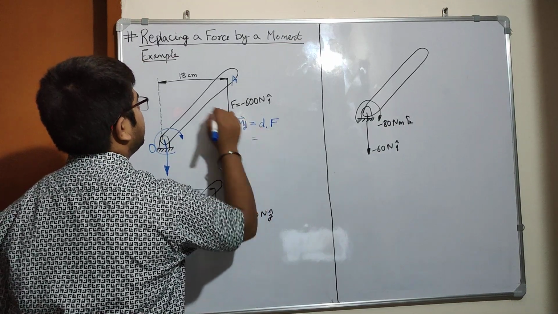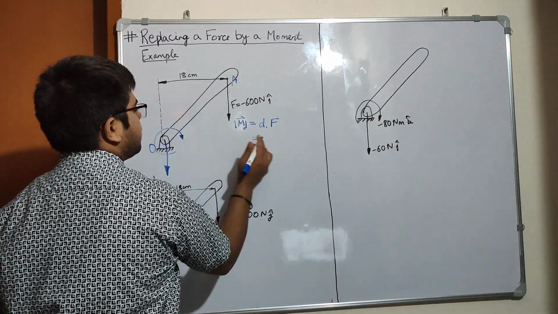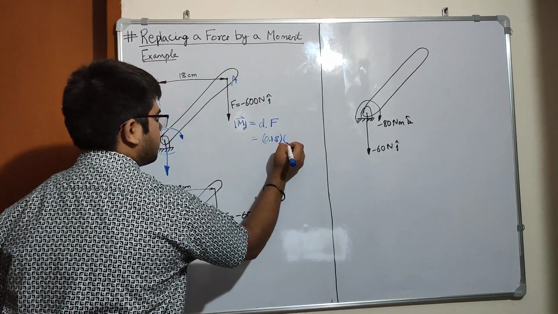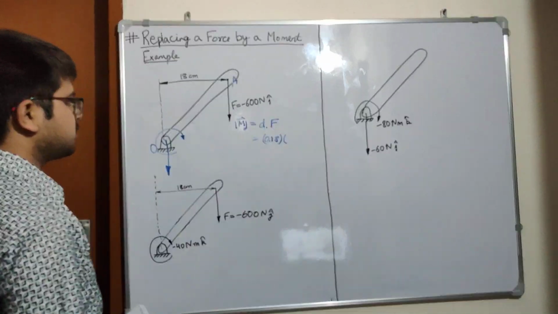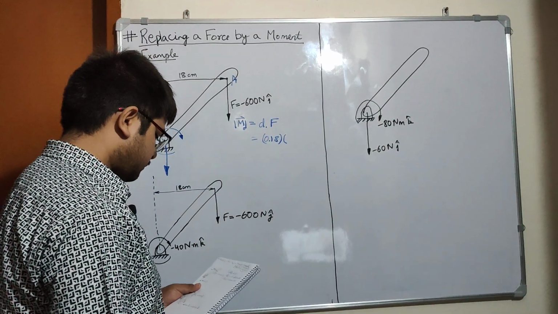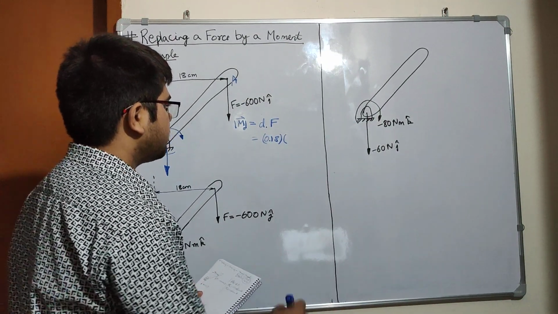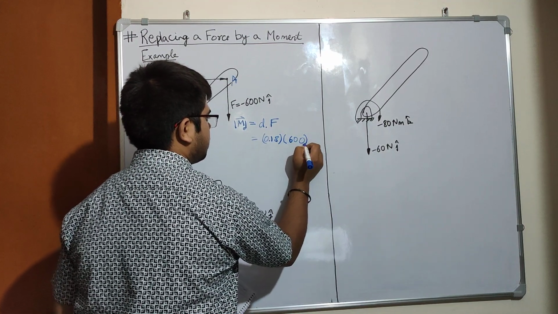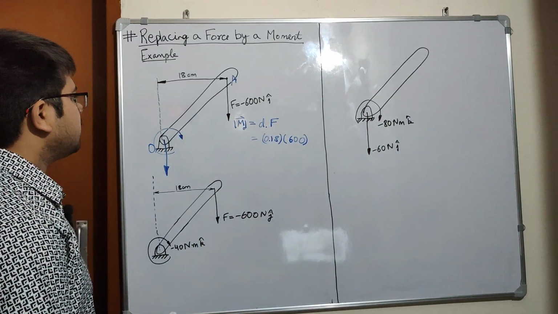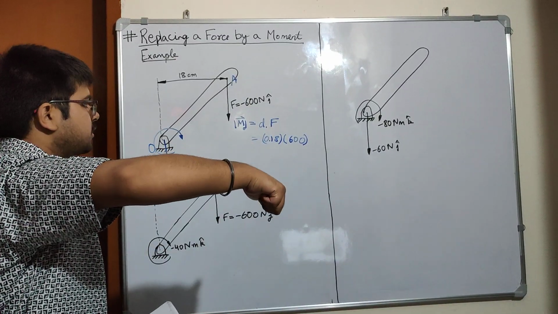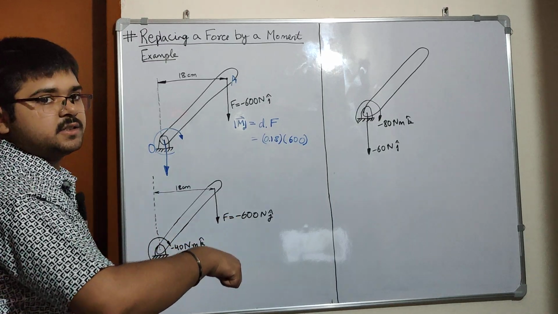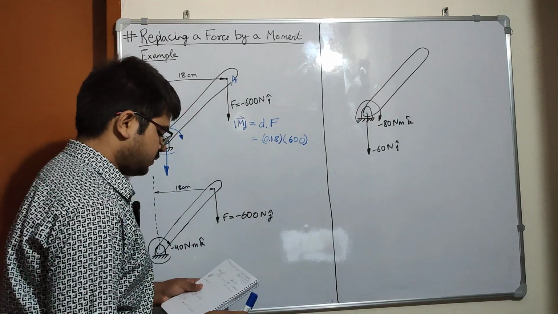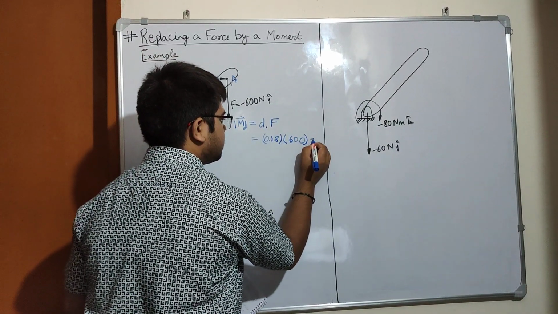equals d is 0.18 meter and F is 600. Now this vector is in clockwise sense, that is inside the plane of the board. So that is in the Z cap direction.